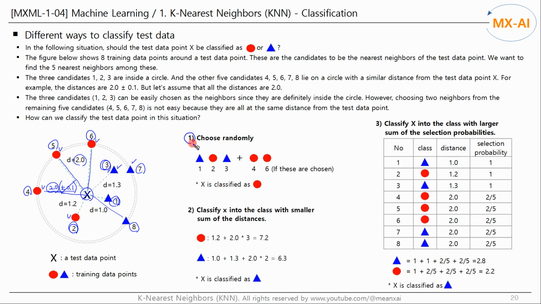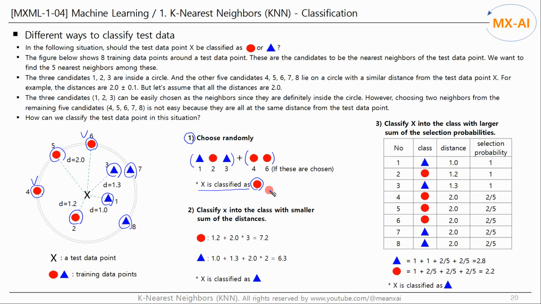The first way is to randomly choose the neighbors. First, choose the data points 1, 2, 3 inside the circle, and then randomly choose 2 out of these 5 data points that lie on the circle. Let's say the data points 4 and 6 are chosen. Then, since red is the majority, this test data point can be classified as red. This method is simple, but the results may vary depending on which data points are chosen.